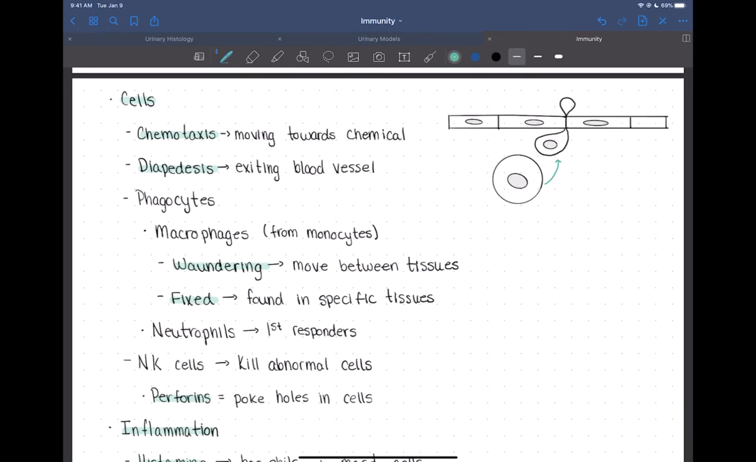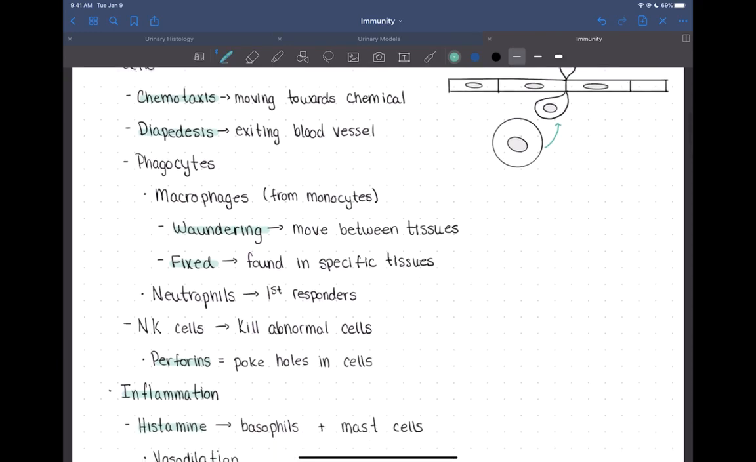And so to reach it, they obviously need to get out of the blood, and they do that through diapedesis. Diapedesis is just this process drawn here of that cell squeezing in between the simple squamous cells of the blood vessel.